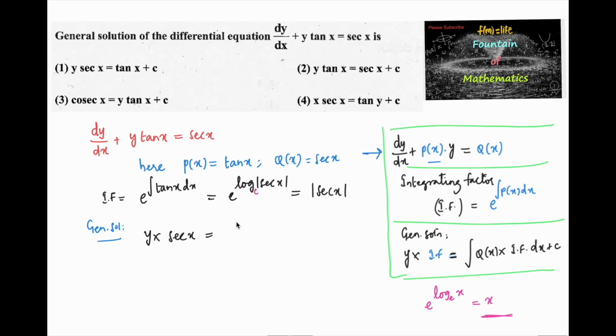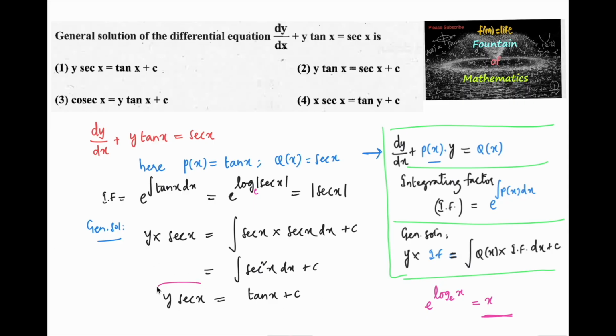sec x is equal to integration of Q(x), that is sec x, into the integrating factor, again sec x, that is integration of sec² x dx + c. So integration of sec² x is tan x. So we can write y sec x = tan x + c is the general solution, which is our option 1.